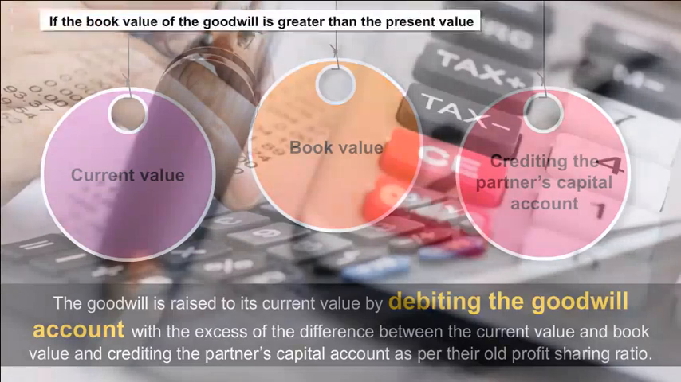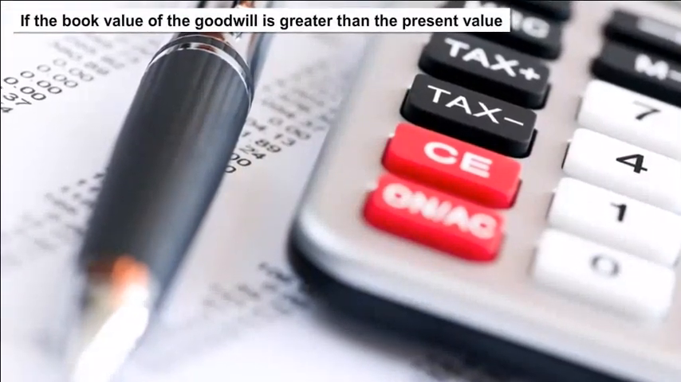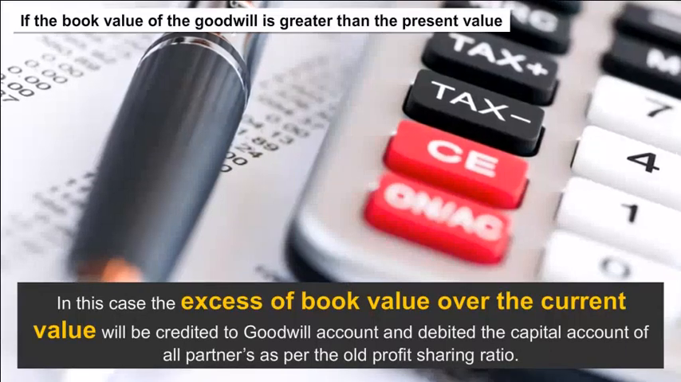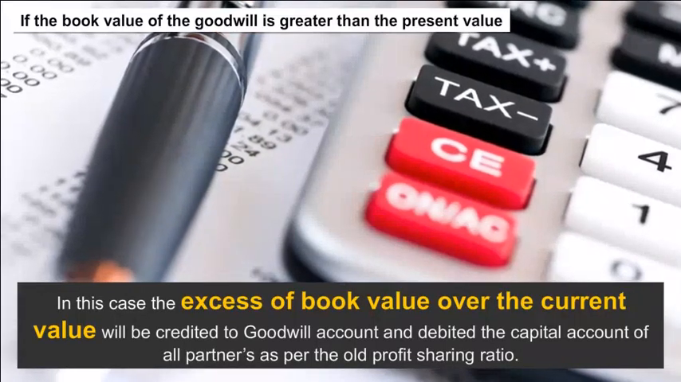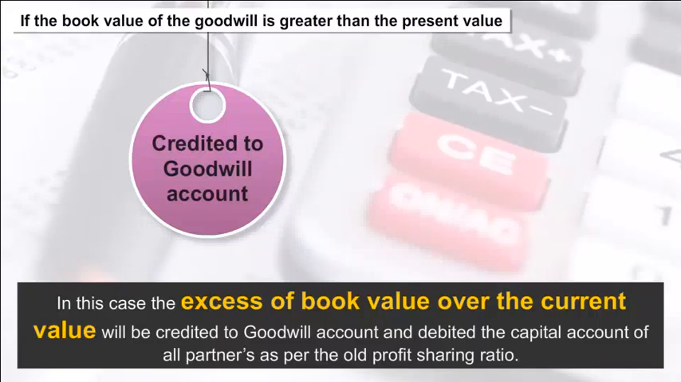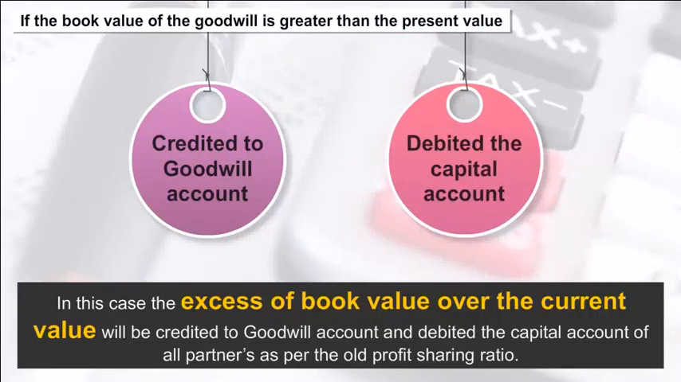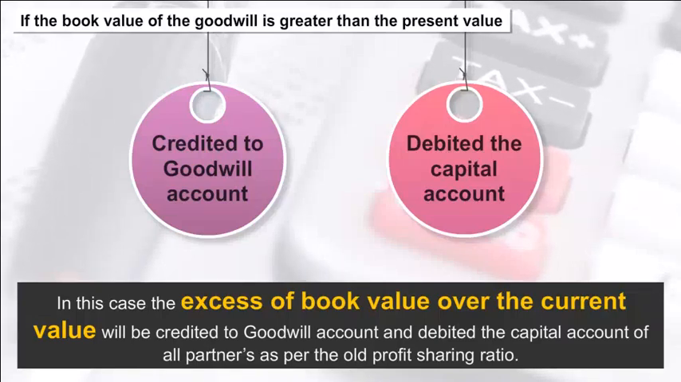2. If the book value of the goodwill is greater than the present value. In this case, the excess of book value over the current value will be credited to the goodwill account and debited to the capital accounts of all partners as per the old profit sharing ratio.